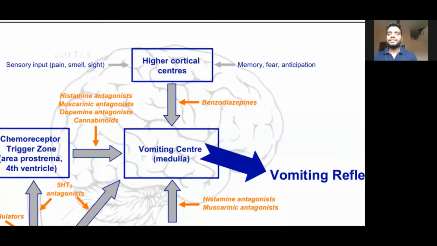Yes, sir. Okay. So this is the pathophysiology of nausea and vomiting. How the nausea and vomiting happens. This is what you might have read in your second year community pharmacy as well.